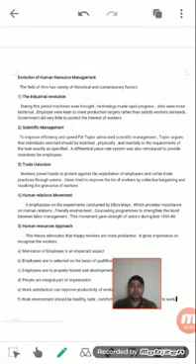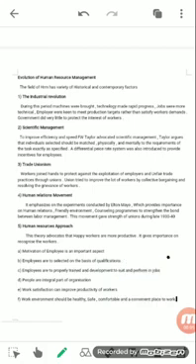The topic for today is evolution of human resource management. When you talk about evolution of human resource management, it explains the historical and contemporary factors. It refers to the stages of human resource management and how human resource management developed one after another, stage by stage.